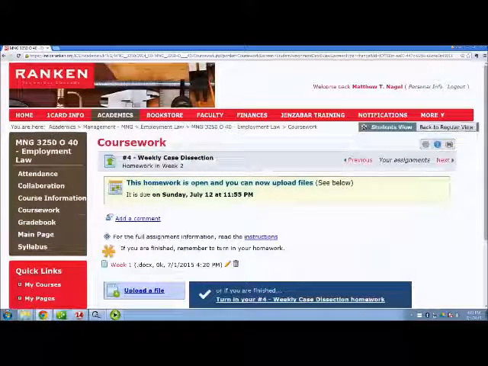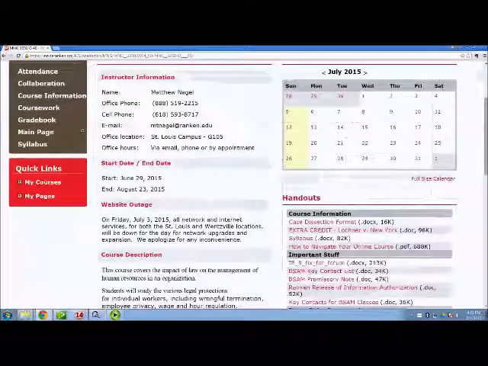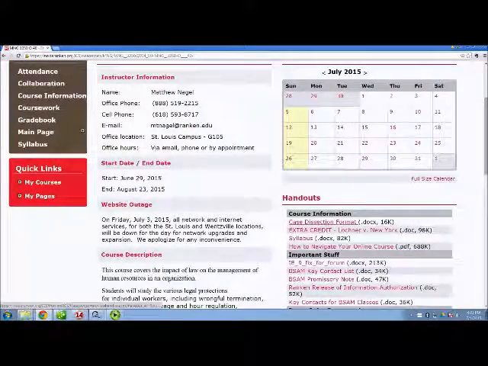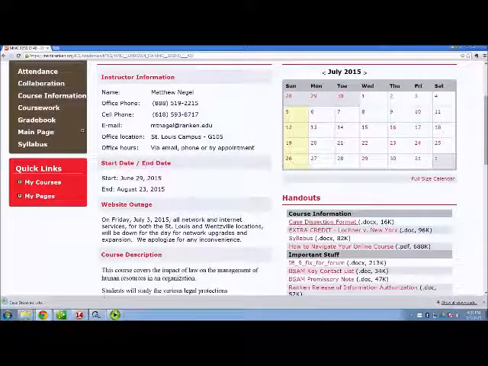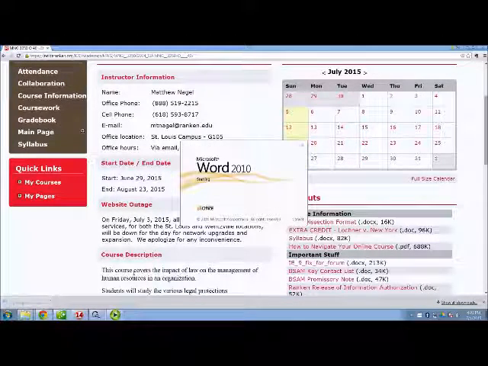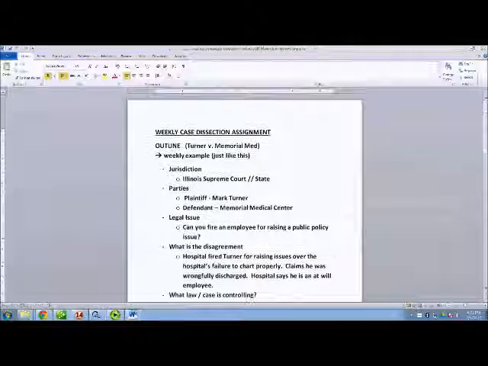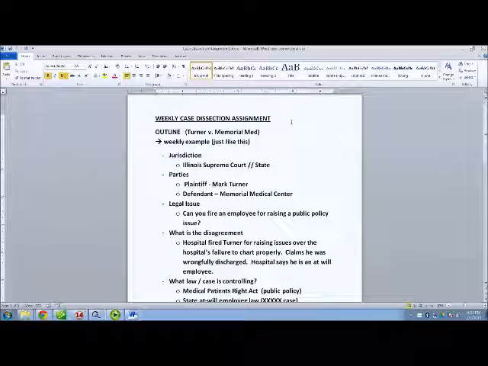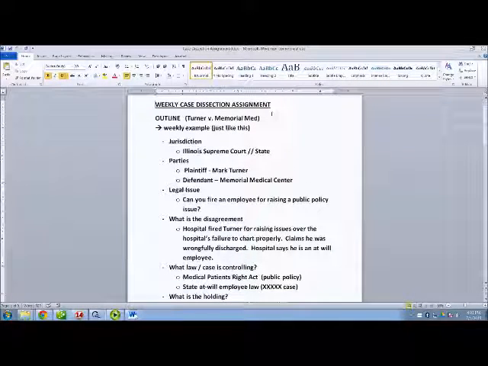So how do we do these weekly case dissections? You're going to have one every week except week 1, and everyone's doing the same dissection. So if you download this case dissection format from the main page, it's going to show you how to do 2 separate types of dissection. So here's our weekly case dissection. And again, I'm going to email you around my full example, but we're going to look for specific issues in a case. We need to break down the jurisdiction.